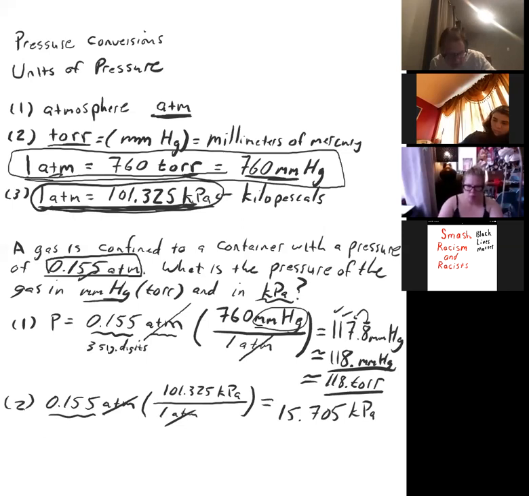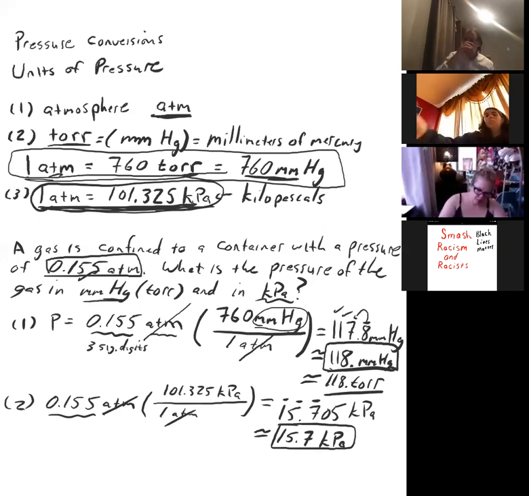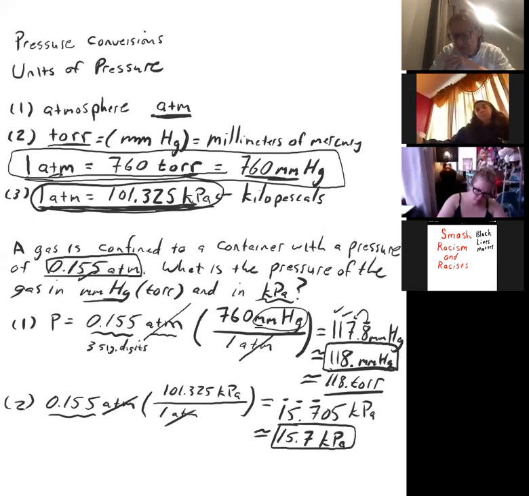But again, you only have three significant digits here. So we're going to round it to three. One, two, three. So that looks like 15.7, right? The zero is below five, so we'll round it down. So 15.7 kPa. And there you go. So our answers are 118 millimeters of mercury and 15.7 kPa. Okay. Any questions on that one? After all the problems you guys have done in chapter 4 and 5, that should seem pretty simple at this stage, right? It's just really a one step conversion.